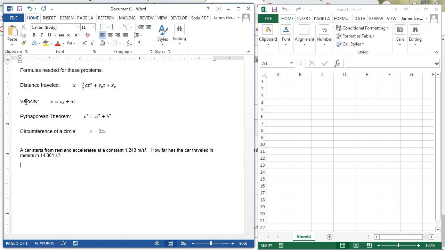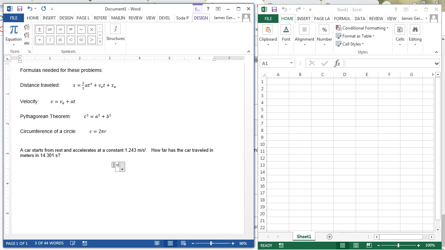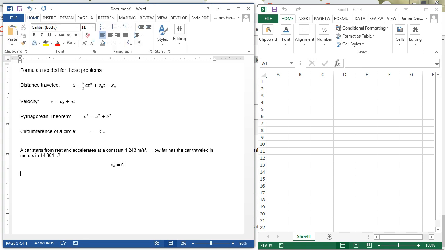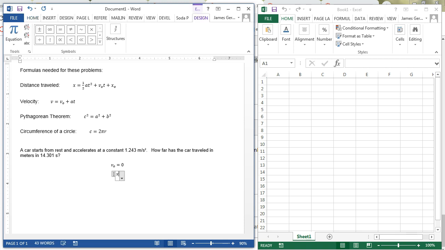The example is: a car starts from rest and accelerates at a constant 1.243 meters per second squared. How far has the car traveled in meters in 14.301 seconds? There are key things in the English here. The car starts from rest. What does that mean? That means the initial velocity of the car is 0. It has no initial velocity. I've already mentioned, unless otherwise stated, we can usually say the initial position is also 0.